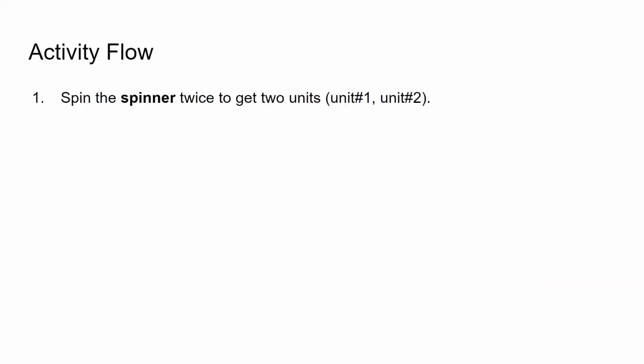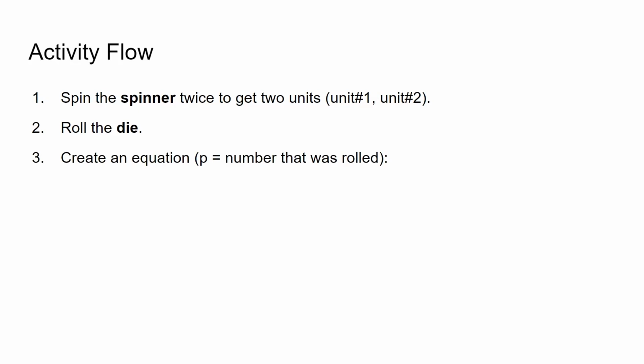The activity flow will be, first, the student will spin the spinner twice to get 2 units, Unit 1 and Unit 2. Then, they'll roll the die. Let's say they got a number P. They'll then create an equation based on the die and the spinner units. P equals the number that was rolled. The equation will be P of Unit 1 is equal to something of Unit 2.